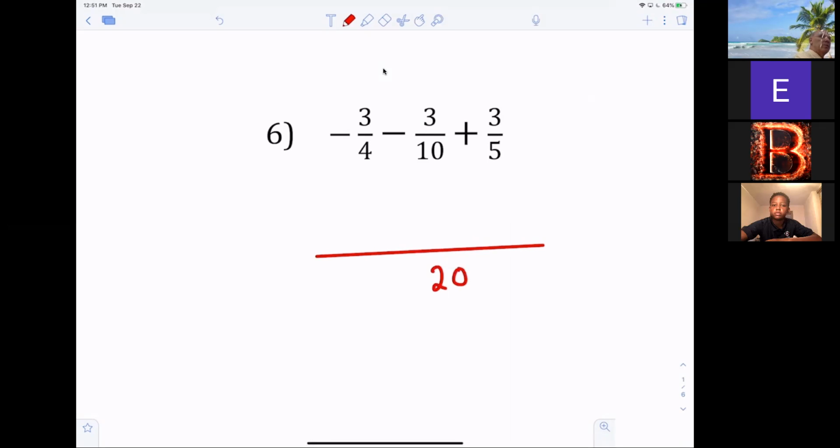So I multiply the first fraction by what? What am I multiplying the first fraction by? 5. Multiply the second fraction by 2. Multiply the third fraction by.